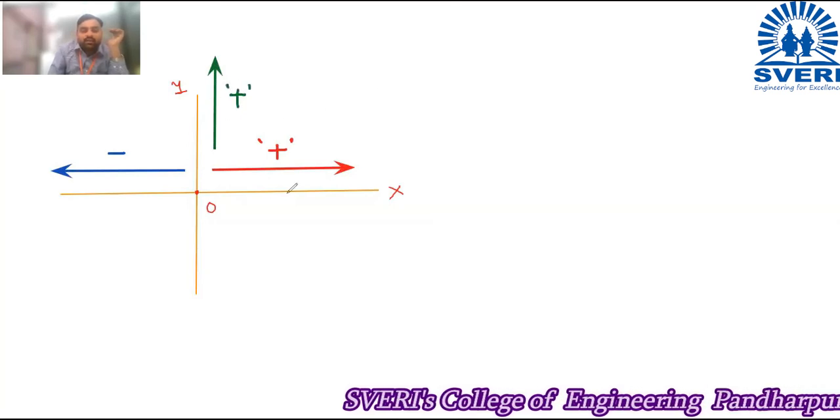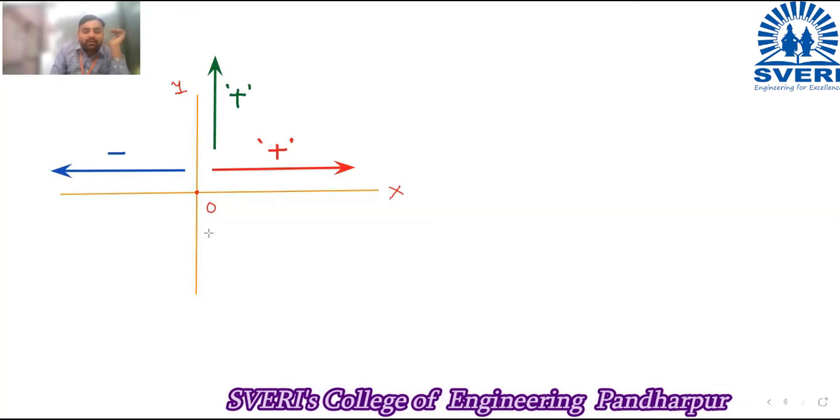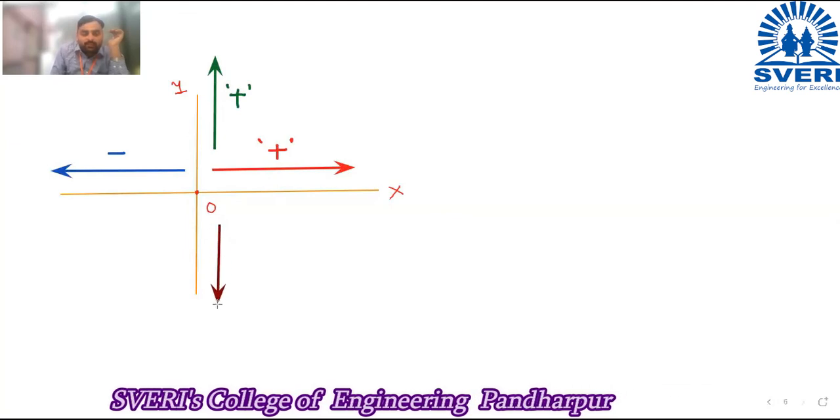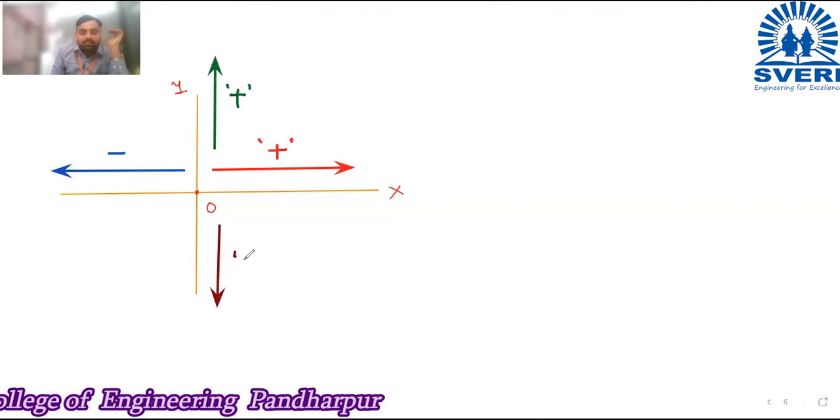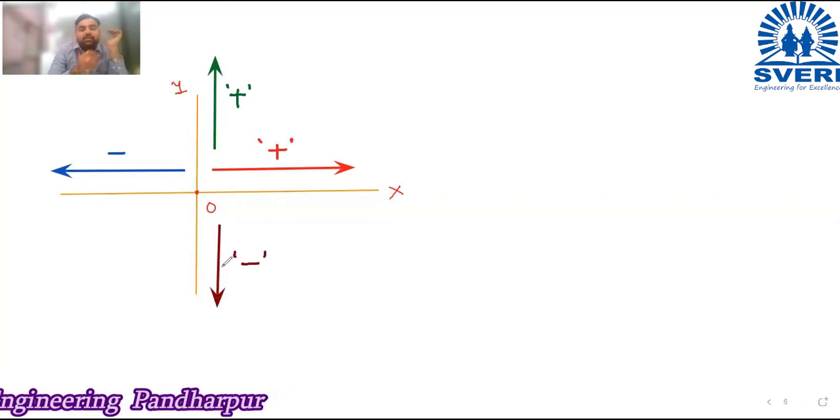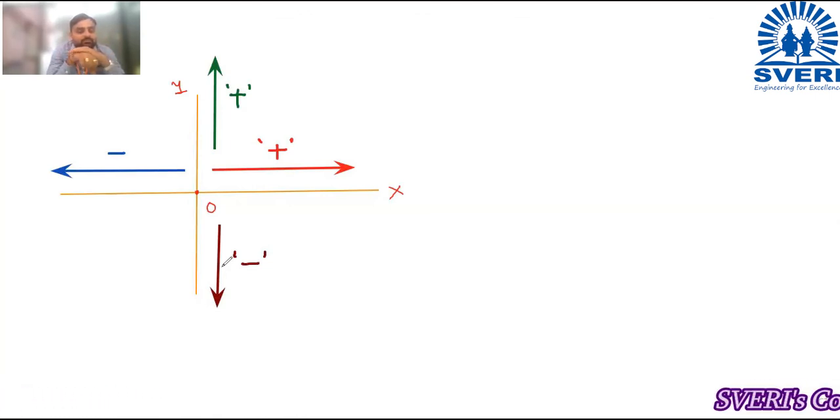And when the force is moving in a downward direction, like this, then this force is considered as a negative force, and this force is considered as a negative force to do the algebraic sum. So remember this is the sign convention.